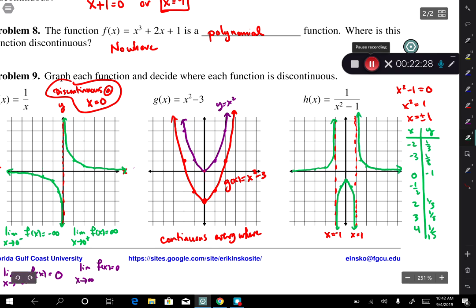And again, this is only discontinuous where the denominator equals 0, and so it's discontinuous at x equals plus or minus 1.